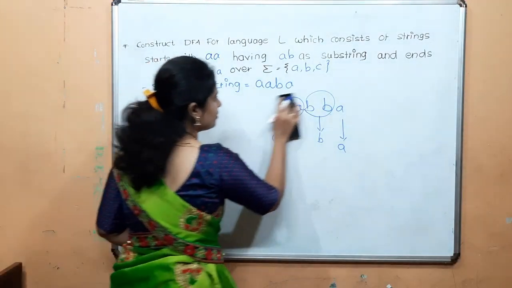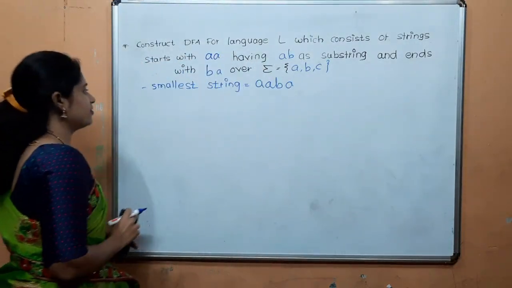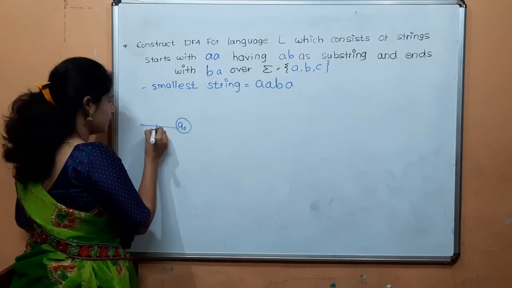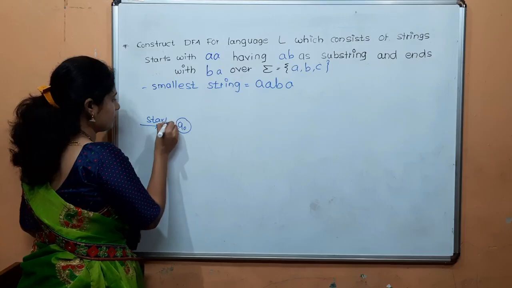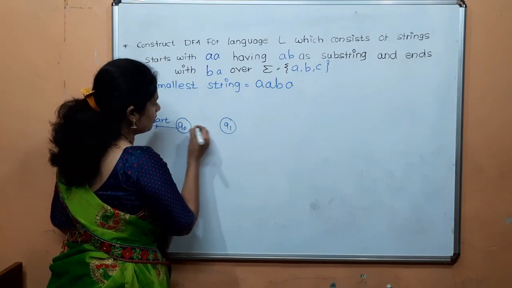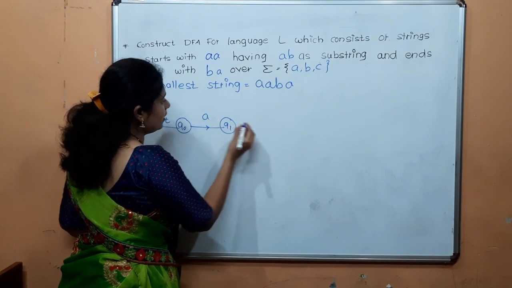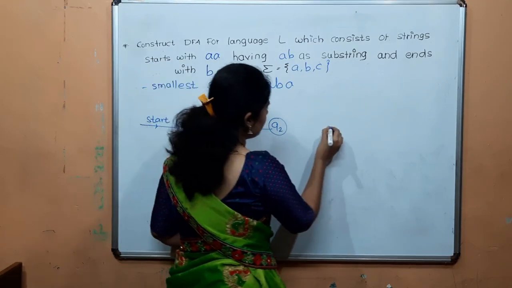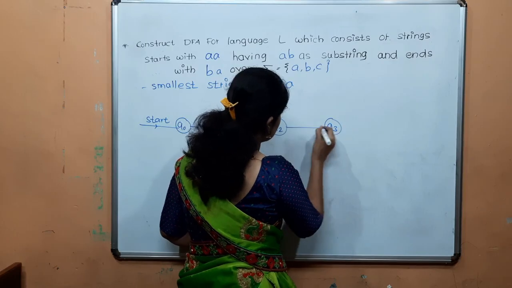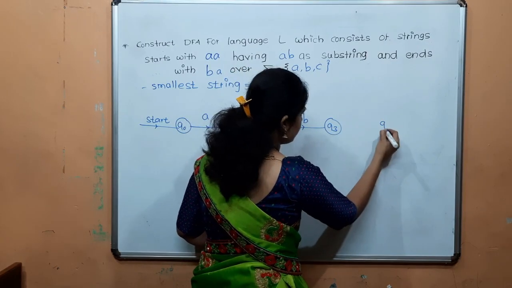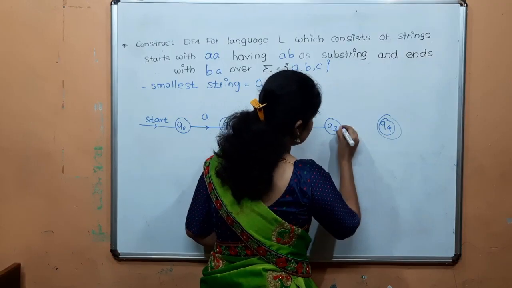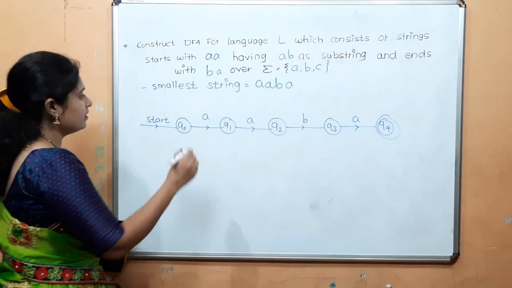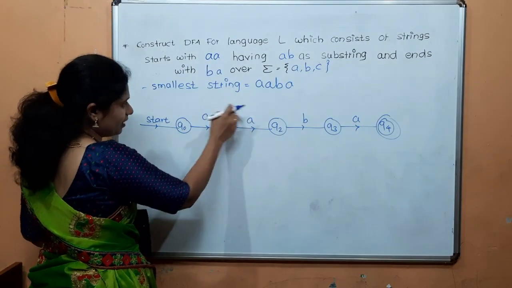Now we can draw the transition diagram. See here, A, B, and this is the final state, A. A, B, A. Now see here, the string starts with A.